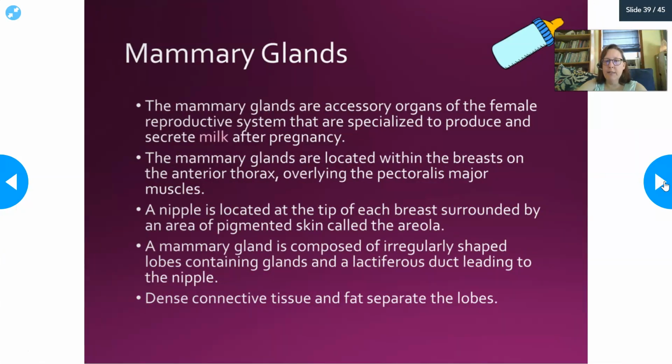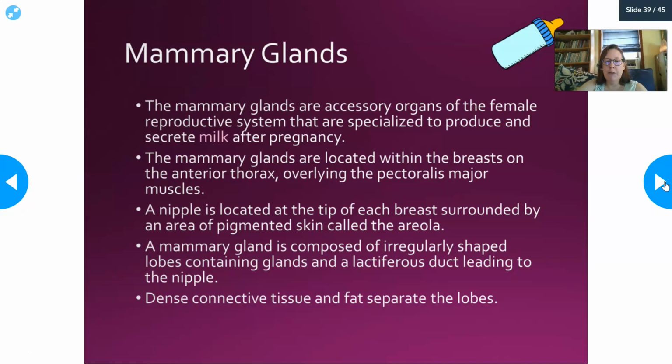The mammary glands, so they are your breasts, are an accessory organ of the female reproductive system because they're specialized to produce and secrete milk after pregnancy to feed the baby. The mammary glands are located within the breast on the anterior thorax, and they overlie the pectoralis major muscles. A nipple is located at the tip of each breast. It's surrounded by an area of pigmented skin called the areola, and that's what the baby latches onto when the baby nurses. It also gives a target to the baby to latch on.